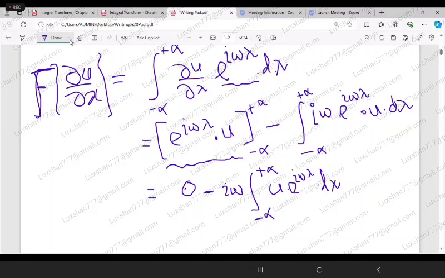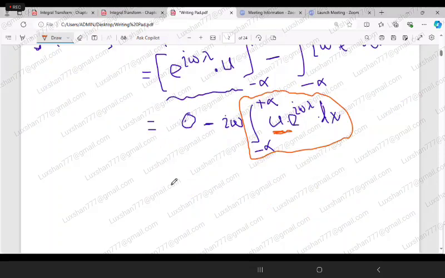So what is this? This one is nothing but the Fourier transform of u. Therefore, this is equal to minus iω ū(ω, y).